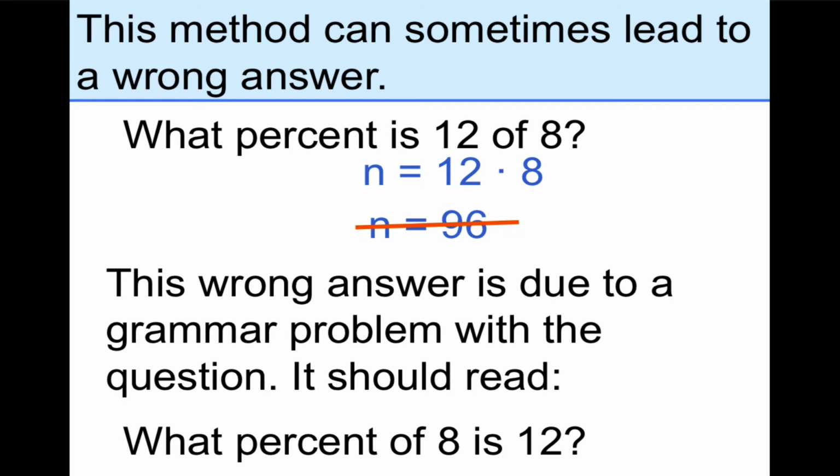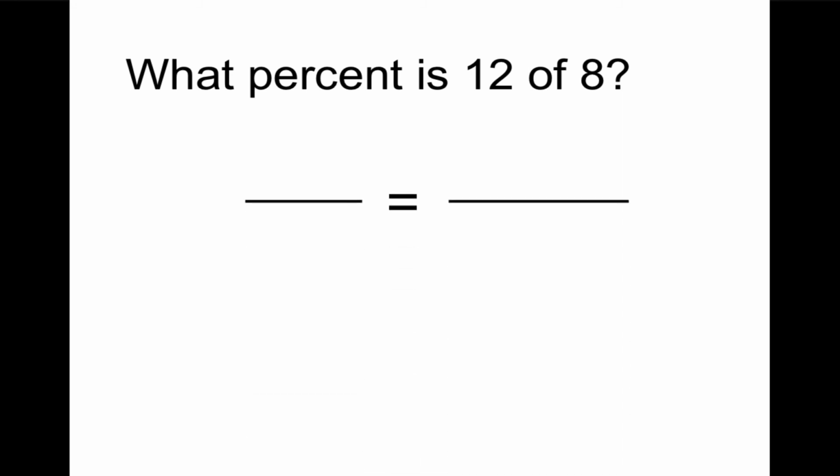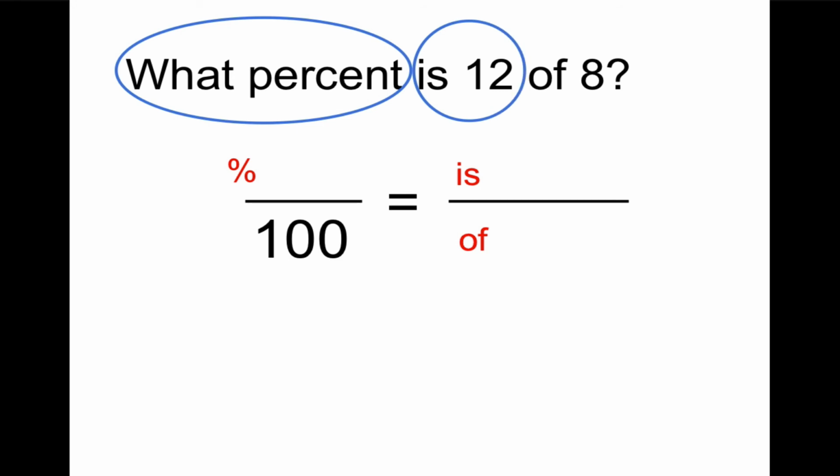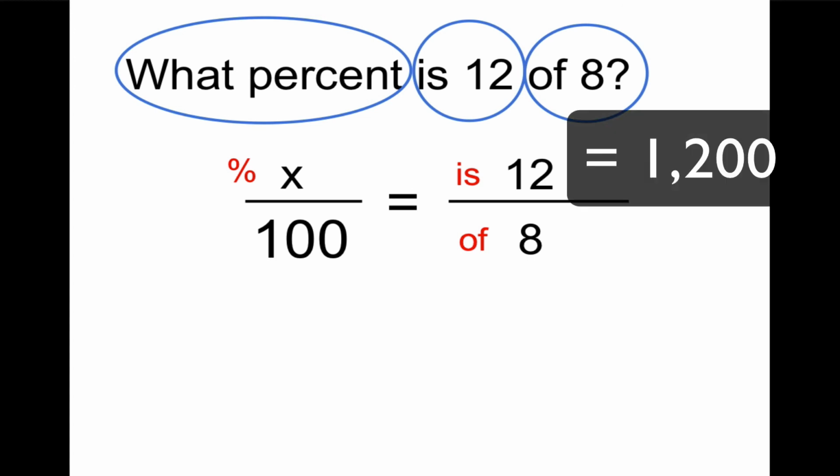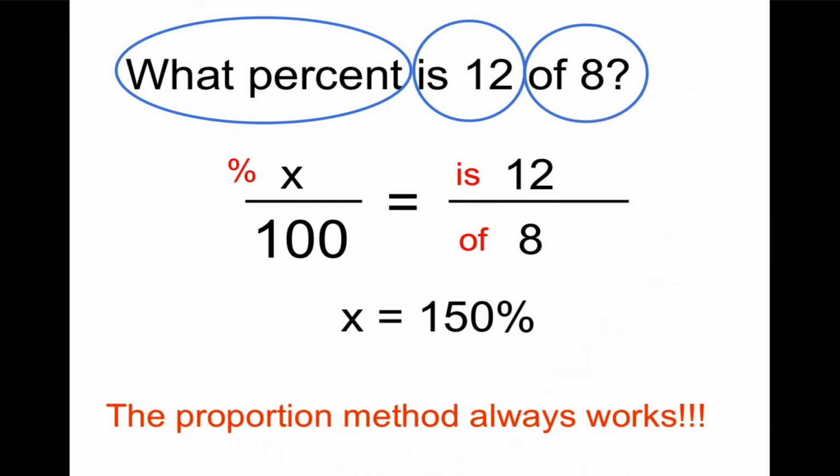There's one way to guarantee a correct answer, and that is to use our proportion method. If we did the proportion method on this, despite the fact that it has bad grammar, we'd have a what percent is 12 of 8, and we plug in the numbers. So x is the percent, the part is 12, and of the whole is 8. So there we can see that we have an improper fraction that's going to be greater than 100%. When we cross multiply, 100 times 12 equals 1200, and divided by 8, we get 150%. So the proportion method always works. If in doubt, you can use this method.